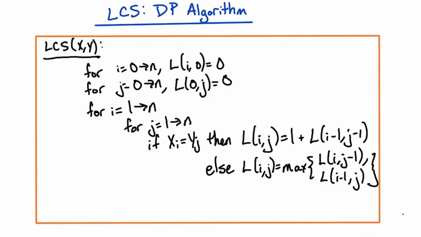Finally, what is the output of our algorithm? It's the entry in the bottom right of our matrix. L of n, n is the length of the longest common subsequence for all of x with all of y.